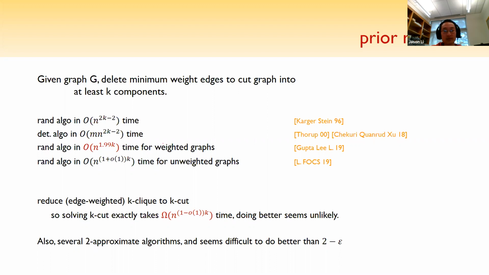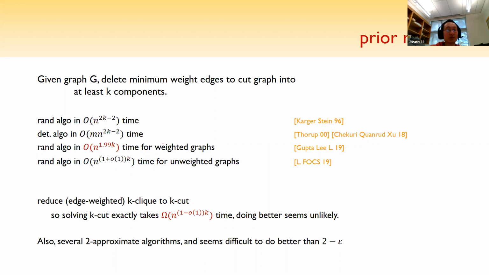This year, we were able to combine these 2 approaches and get a rather sophisticated algorithm that slightly beats the n to the 2k bound. So you get n to the 1.99k roughly. Also this year in FOCS, I have a result where I improve it down to n to the k roughly, but this only works for unweighted graphs, and also unweighted simple graphs, so not even any multi-edges.